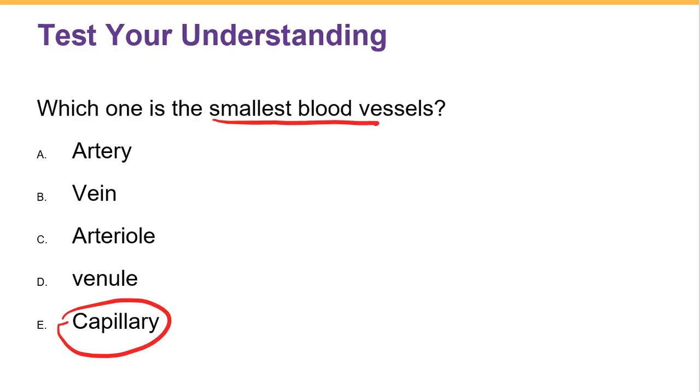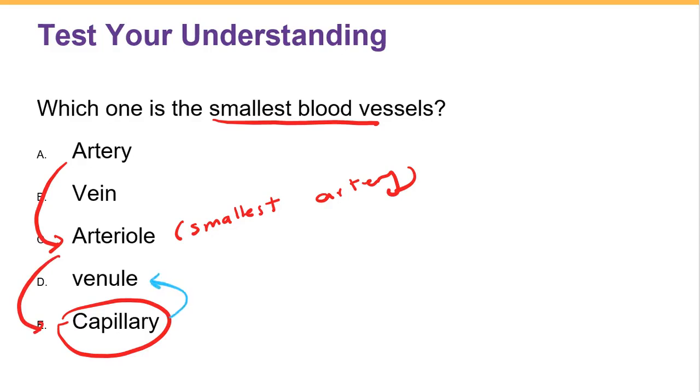The artery, after taking blood away from the heart, gets smaller and makes the arteriole. So the arteriole is the smallest artery. That is not the smallest blood vessel. The arteriole leads to the capillary, and then after the capillary, blood goes to the venule, and then after the venule it goes to the vein.